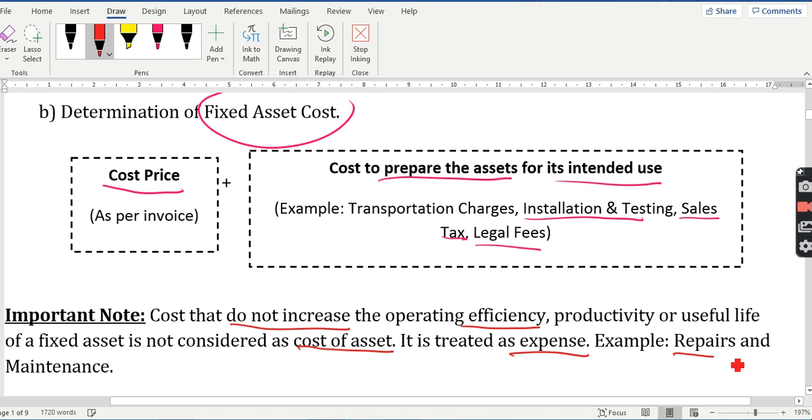For example, repairs or maintenance. Repairs and maintenance are something that we need to pay, but they have nothing to do with the productivity or the efficiency of the asset. But we have to do the maintenance, we need to repair, and we need to pay for all the costs just to maintain the asset.